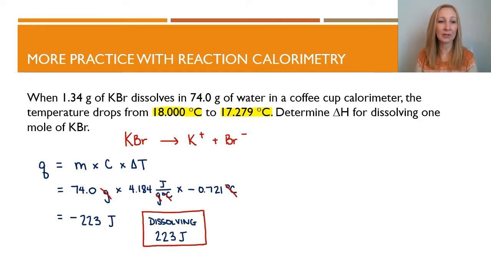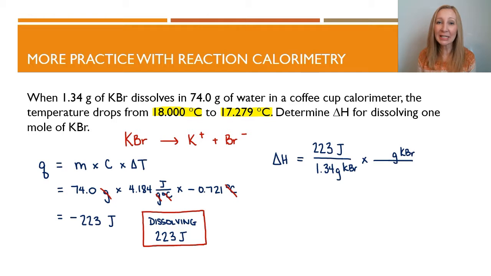Now, the second part of this question is saying determine the delta H for dissolving 1 mole of this KBr. So we need to know how many moles we have. Our delta H, or delta H of solution, is going to be equal to joules per mole or kilojoules per mole. And we have 223 joules, but the amount of grams of KBr is 1.34. So we have 1.34 grams of KBr. Now you guys all should know really well how to convert grams to moles, and that's what we're going to do here. We're going to cancel out grams and we're going to turn it into moles. So we have grams of KBr turning into moles of KBr. And we have to use our periodic tables to figure this out.